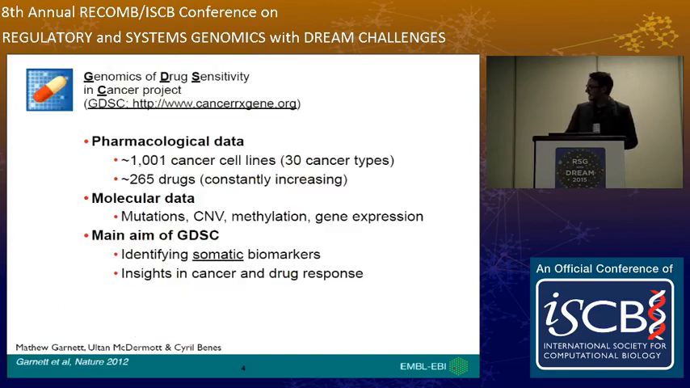So for this analysis, we used the GDSC screening, which is a competitor project of CCLE, the Cancer Cell Line Encyclopedia, the European version basically. They screened 1,001 cell lines, 265 drugs, and also did an extensive molecular characterization of mutations, copy number, methylation, gene expression. And their objective is to identify somatic markers of drug sensitivity.